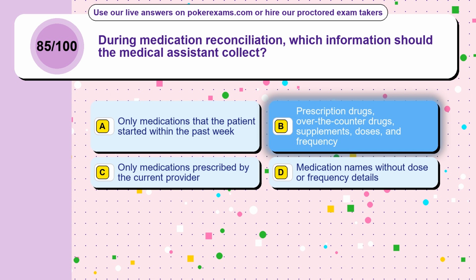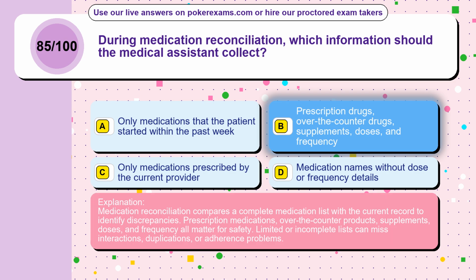The correct answer is option B. Prescription drugs, over-the-counter drugs, supplements, doses, and frequency. Medication reconciliation compares a complete medication list with the current record to identify discrepancies. Prescription medications, over-the-counter products, supplements, doses, and frequency all matter for safety. Limited or incomplete lists can miss interactions, duplications, or adherence problems.